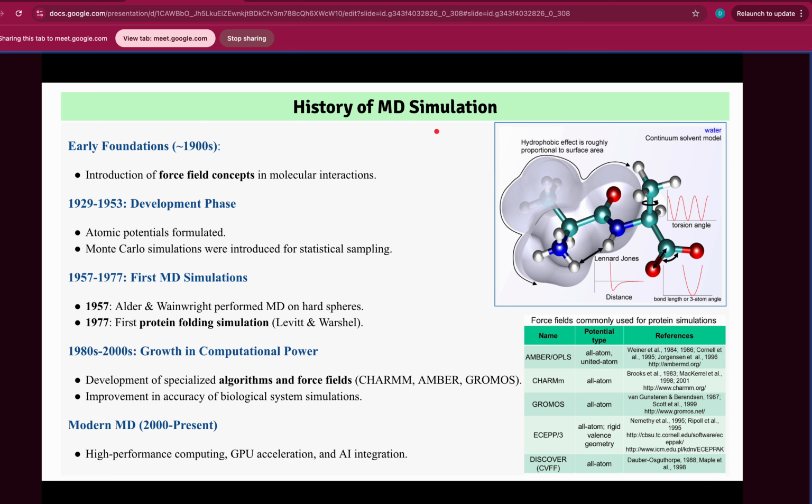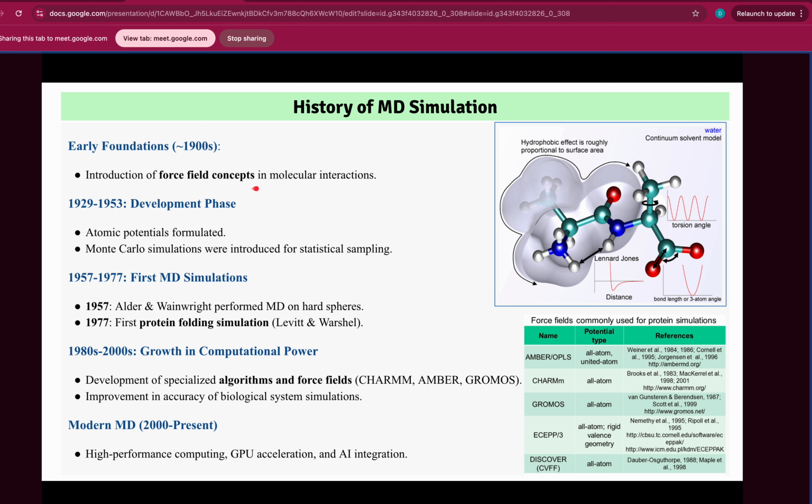Now we'll look into the history of MD simulation, how it began. The early foundation was in the 1900s, with the introduction of the force field concept in molecular interactions. Whenever we study these interactions, we'll see in later slides that the force field concept is very important, because there are interactions happening between the atoms. That could be stretching, bending, rotation. All those things are taking place, as you can see here. Between different atoms, these different types of forces act, which bring about changes in the position of atoms, or change how the molecules interact. All those things come under force field.